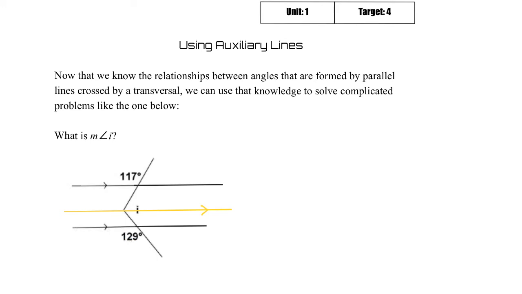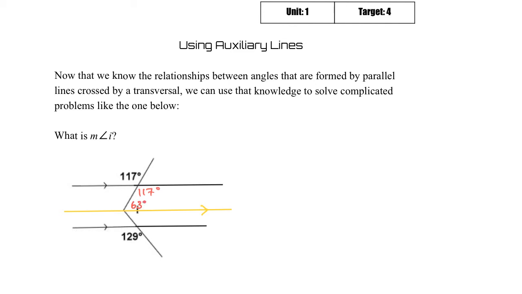So watch this. I know that by vertical angles, this angle right here is 117 degrees because that is vertical with this angle right here. So they're congruent. And then this angle right here and this angle right here are same side interior angles. Here's my two parallel lines, here's my transversal, same side interior. Same side interior angles are supplementary. So that means that this guy right here has to be 63 degrees.